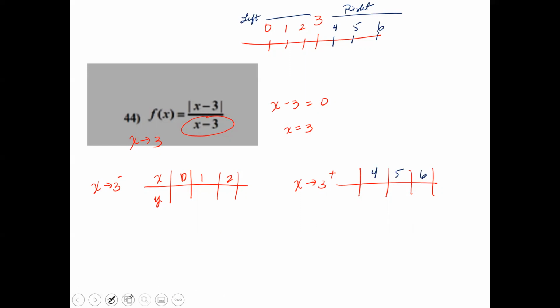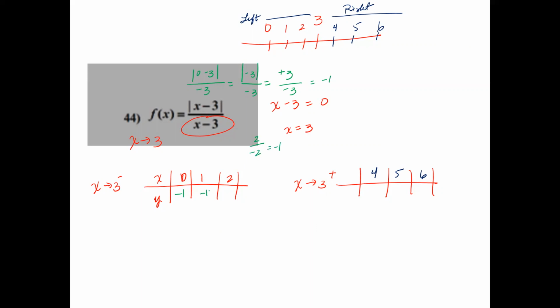So let's go ahead and fill out my table. If x equals 0 and I plug it into the absolute value, I will have the absolute value of -3, which is going to make it a +3. Then 0 minus 3 is going to be a -3. +3 divided by -3 is a -1. Let's try with 1. 1 minus 3 is a -2, but with the absolute value, it's going to give me a +2. 1 minus 3 is a -2, so -1.